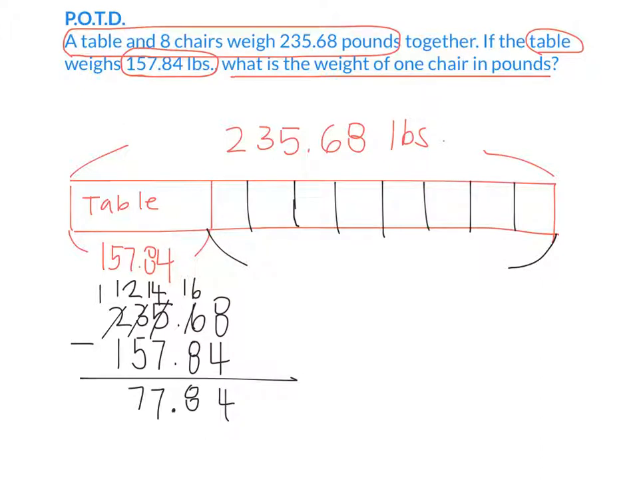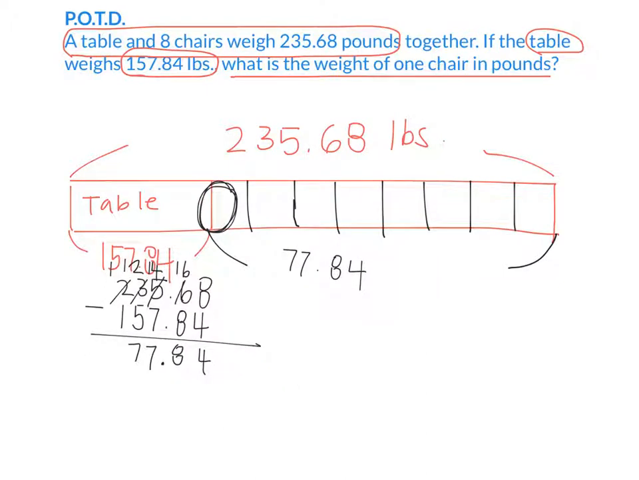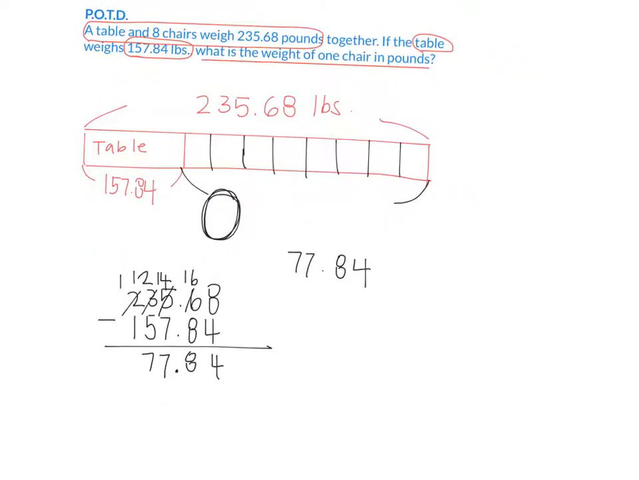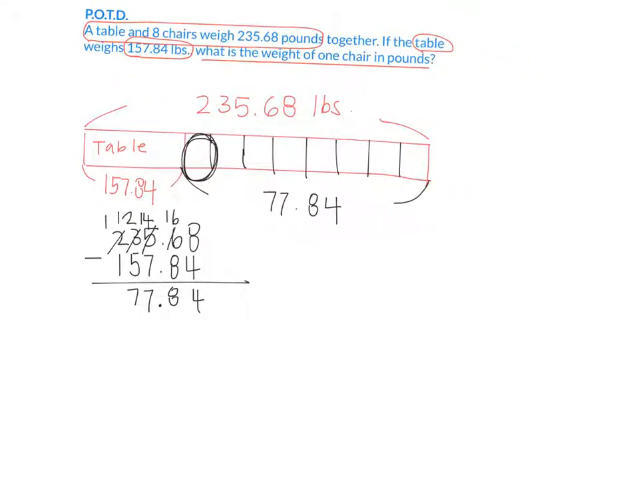Why not? Jithya? Ooh, that's the total amount of all 8 chairs. And what's the question asking us to find? The weight of one chair. So if I know that 8 chairs weigh 77.84 pounds, how can I figure out how much one chair weighs? Young? Divide 77.84 by 8. Good. So I take 77.84 divided by 8. If I'm going to do that, and I want to write it in standard algorithm, what's my whole?